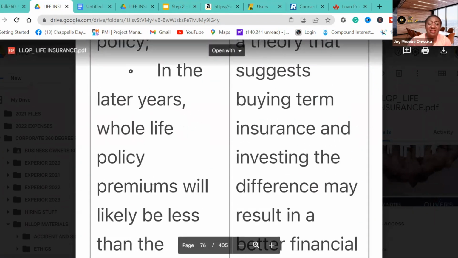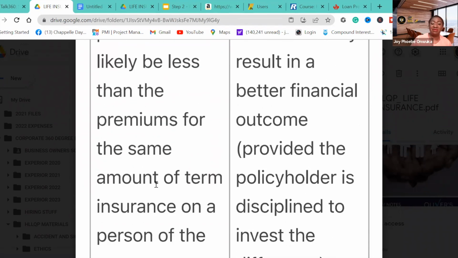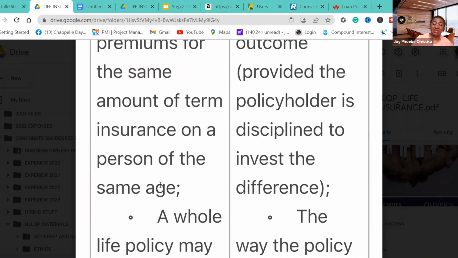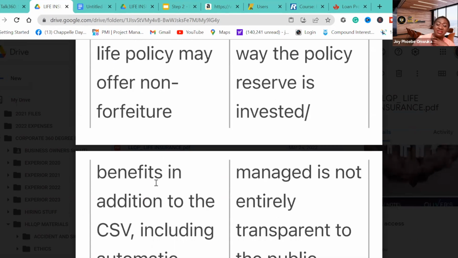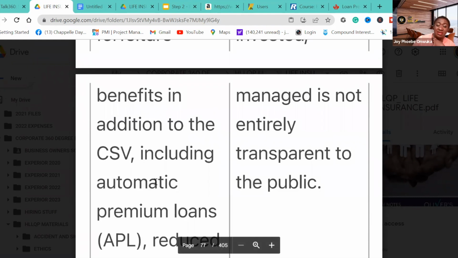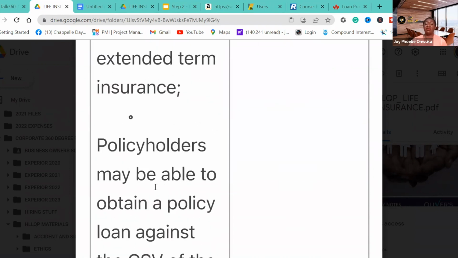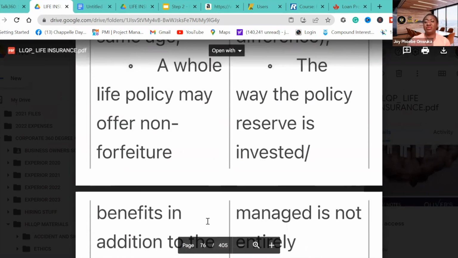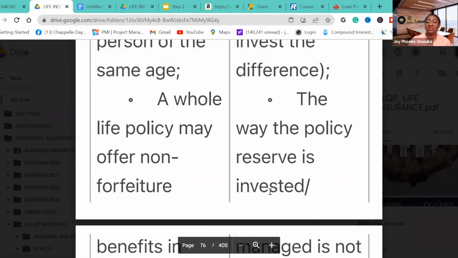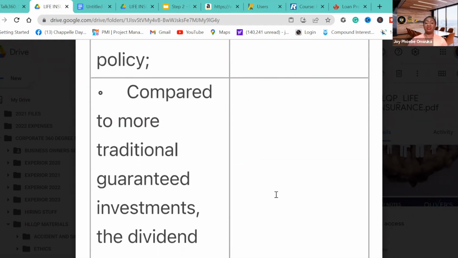Then on the positive side, in the later years, whole life policy premium will likely be less than the premium for the same amount of temporary insurance on a person of the same age. A whole life policy may offer non-forfeiture benefits in addition to the cash surrender value, including automatic premium loan, reduced paid up additions and extended term insurance. All right. Policyholders may be able to obtain a policy loan against the cash surrender value. Now let's move on to this side. The way the policy reserve is invested or managed is not entirely transparent to the public.